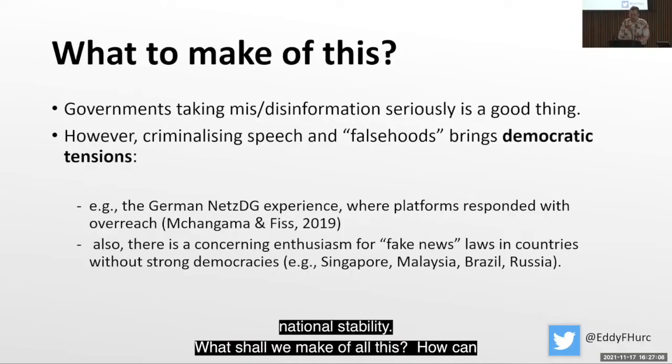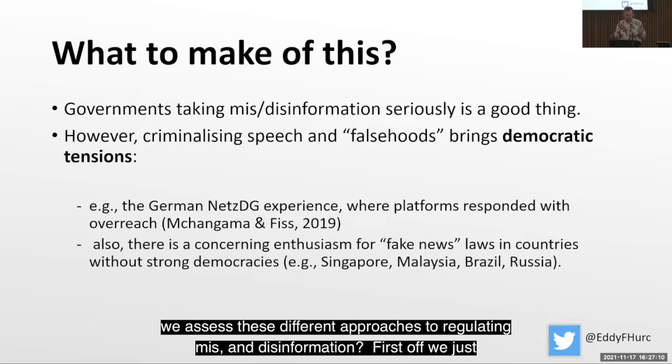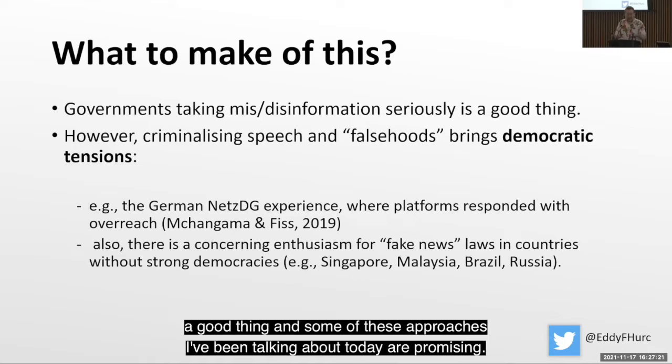So what should we make of all this? How can we assess these different approaches to regulating mis and disinformation? First off, we just want to emphasize that we think that governments taking mis and disinformation seriously is a good thing, and some of these approaches I've been talking about today are promising. For instance, enforcing transparency around such things as political advertising is really important, particularly during election periods, and so is holding platforms accountable through agreed upon standards.